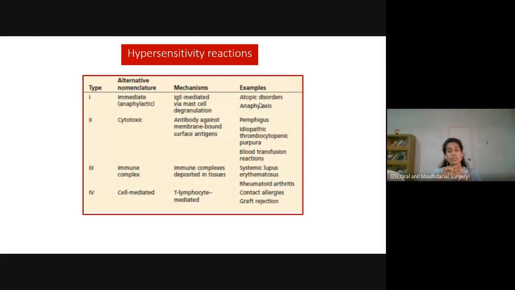The third one is the immune complex type. So this again is a short note for you people. It is very often asked as an essay question. So focus, okay? So the first one is the immediate or the anaphylactic type. The second one is the cytotoxic type. And the third one is the immune complex type.